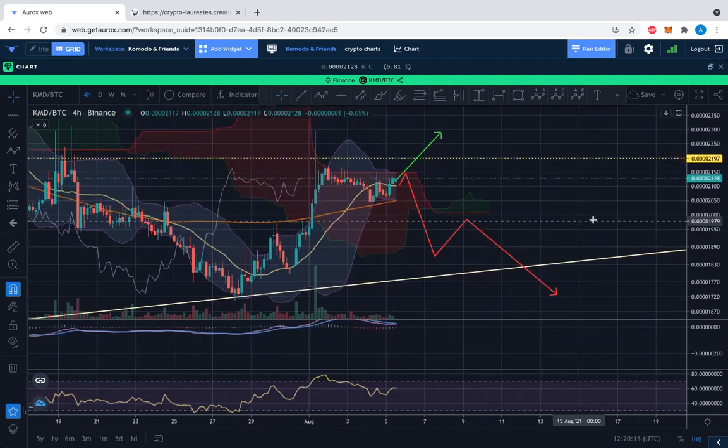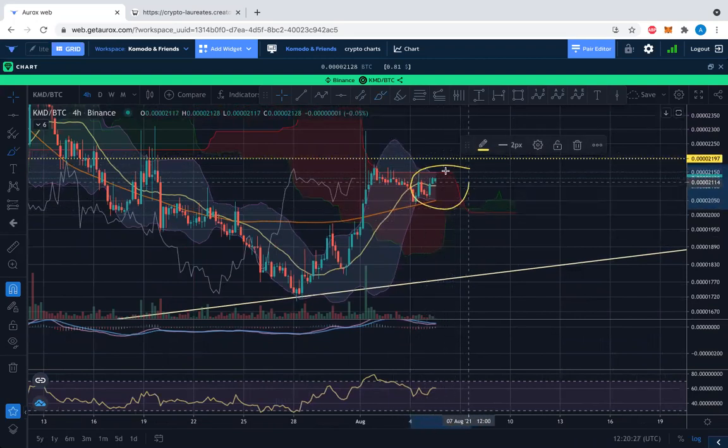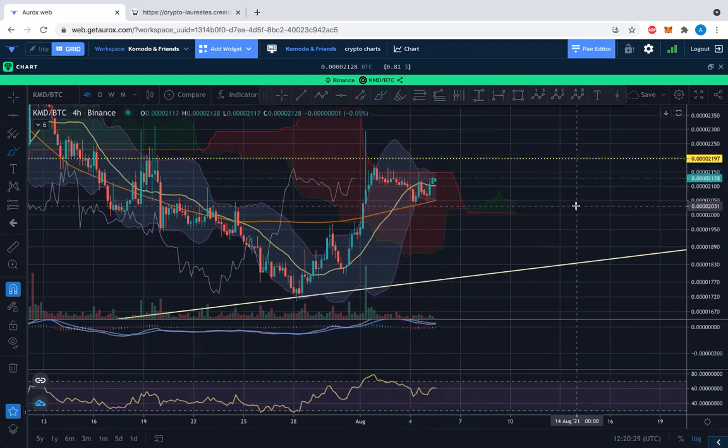So a couple of ideas coming out, 2 or 3 ideas. I'm just wondering what's happening, where we're possibly going. What I'm seeing here is a narrowing of this Bollinger Band action.